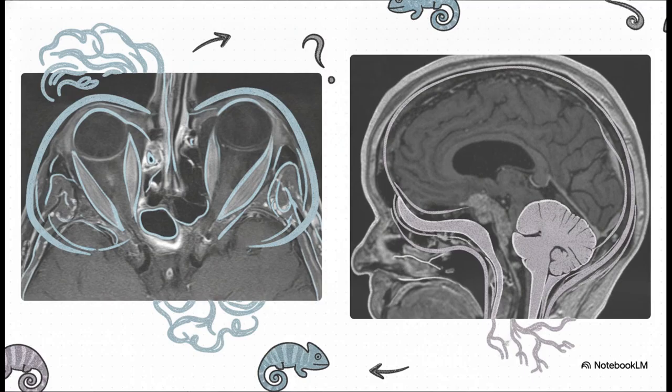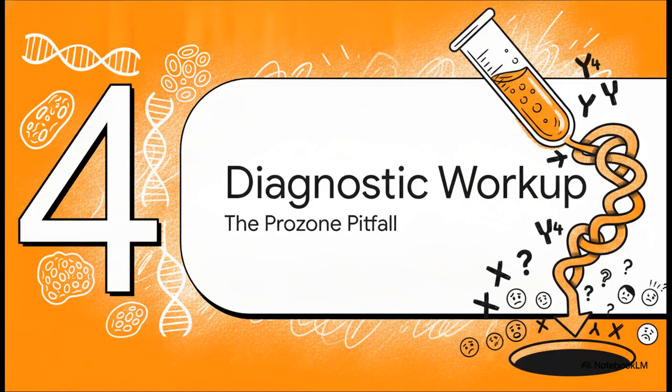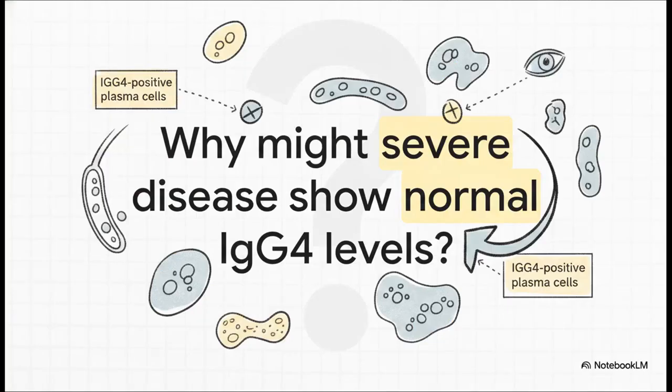It's a true multi-system chameleon, popping up in incredibly diverse clinical phenotypes depending entirely on which organ systems it decides to target. Which brings us to part 4, the diagnostic workup, and something called the prozone pitfall. So we know the tissue biopsy is critical, but serology is our next major tool. However, it comes with a massive, massive trap for the unwary clinician.